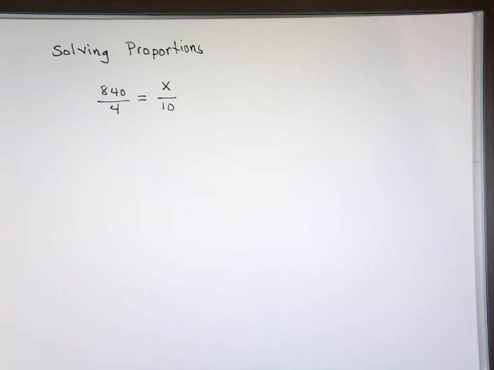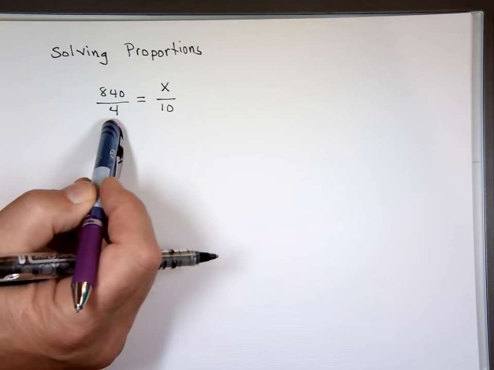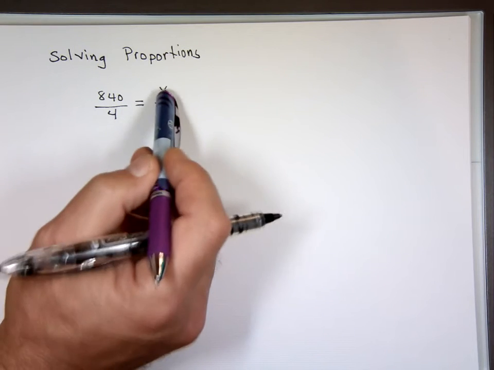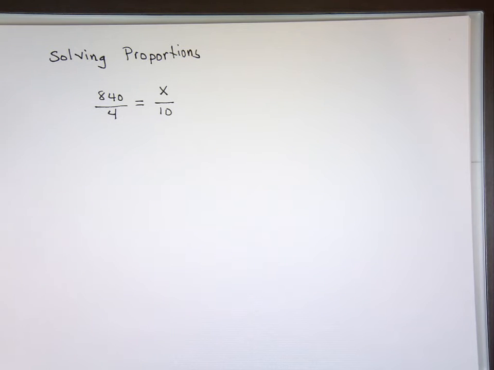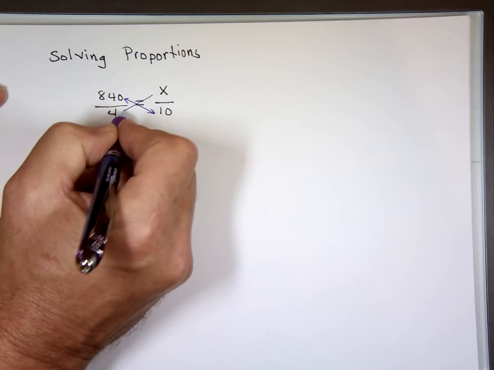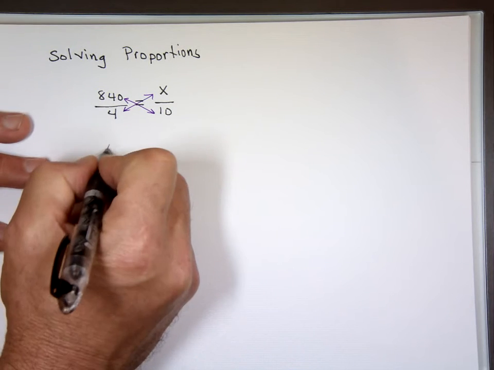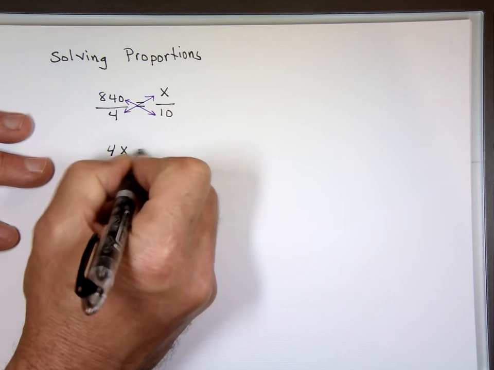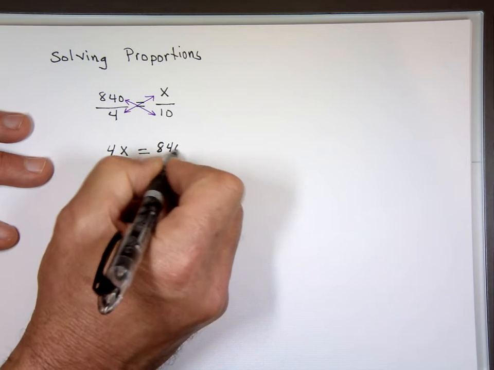1 over 10 will not work. Notice first, this number is bigger than this. The top is bigger than this. For these guys to be equal, the top of this must be bigger than this. So 1 is out. But we're going to use the same logic, cross multiply. 4 times x is 4x. 840 times 10 is 8400.